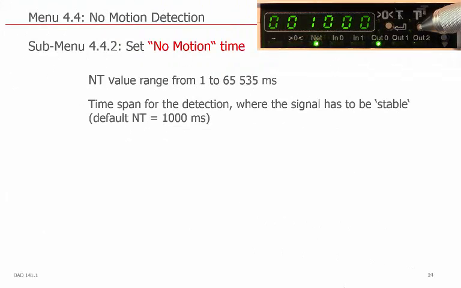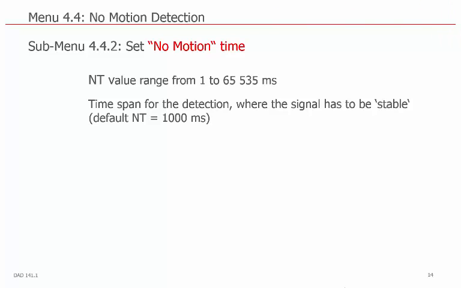Submenu 4.4.2, Set No Motion Time. The value range is from 1 to 65,000 milliseconds. This is the time span for the detection. In combination with the defined no motion range, the signal has to be stable. Default value NT is 1000 milliseconds. Press Enter to quit and save the changes.